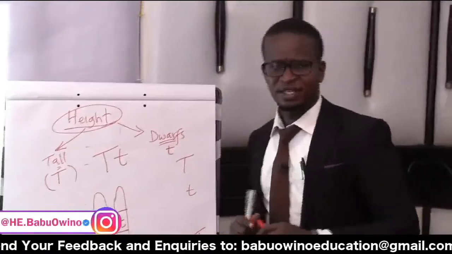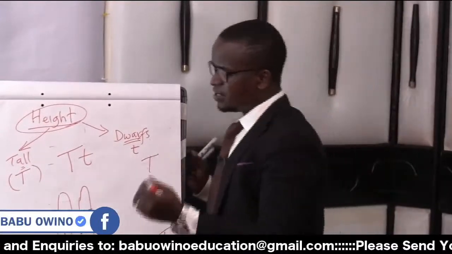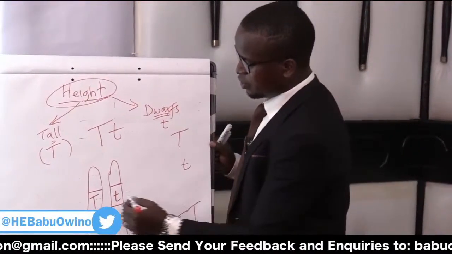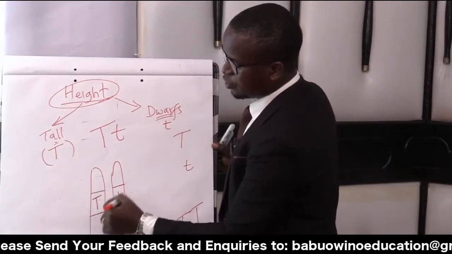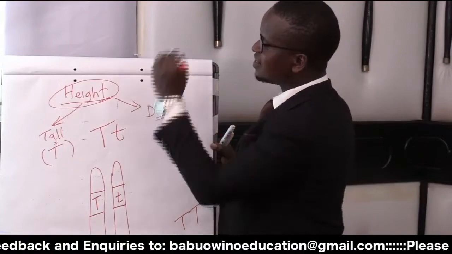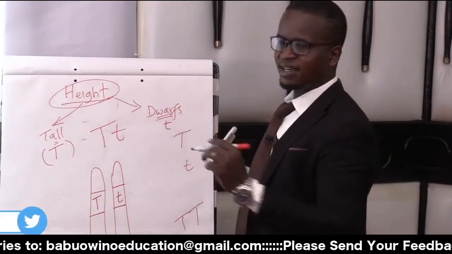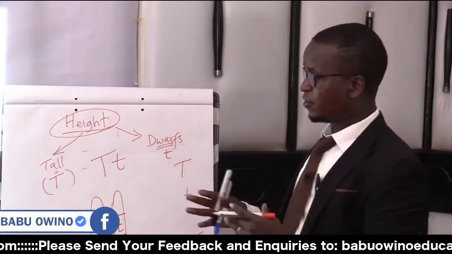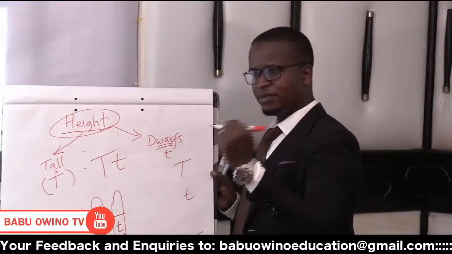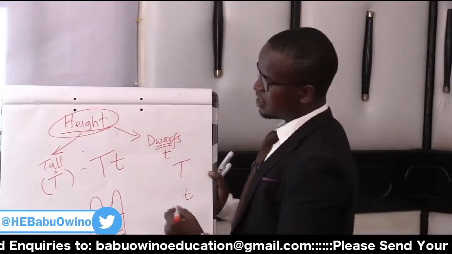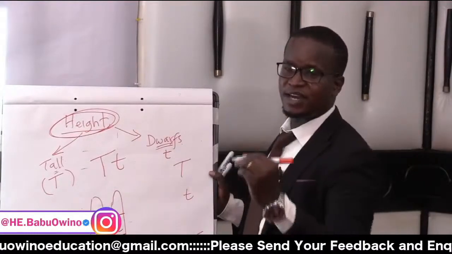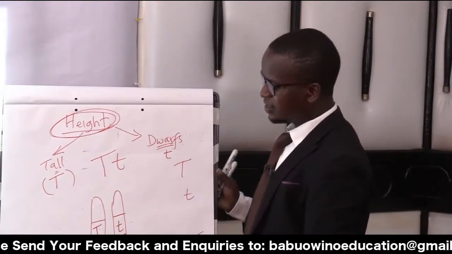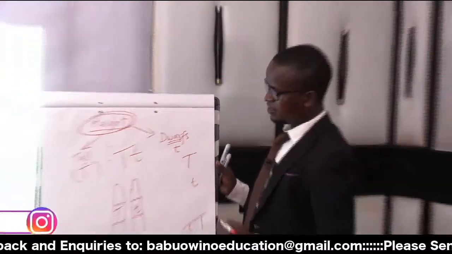So I want us to understand the difference between a gene and an allele. A gene refers to the section of a chromosome that controls the inheritance of a particular characteristic. So this particular section of these chromosomes is controlling height. But we know by now that a plant can be tall or it can be dwarf, meaning there's a gene that is responsible for the tallness in this plant, and there's a gene that is responsible for dwarfness. So this means we have two different forms of the gene that is controlling height. And the different forms of a gene that is controlling a particular characteristic are the ones we are calling alleles. So alleles simply refer to the alternative forms of a gene.